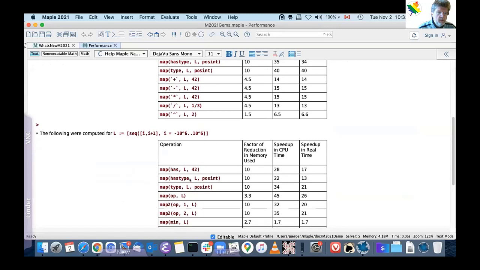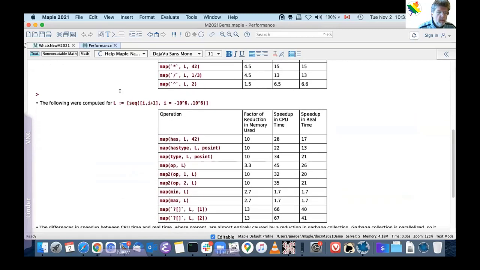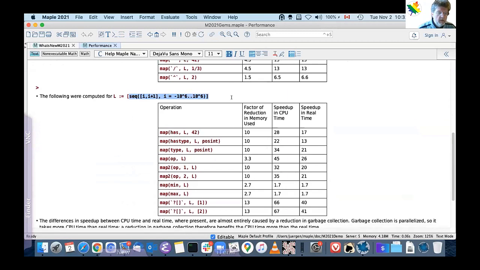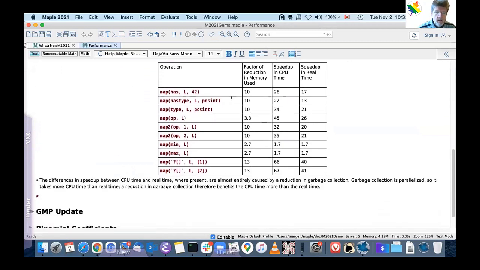And here is something similar. Again, the map command for a nested list, in this case of 1 million pairs of elements. And the main cause for the speedup is that garbage collection was reduced and improved.